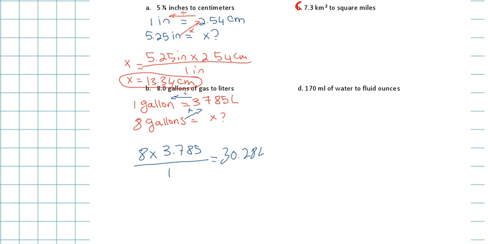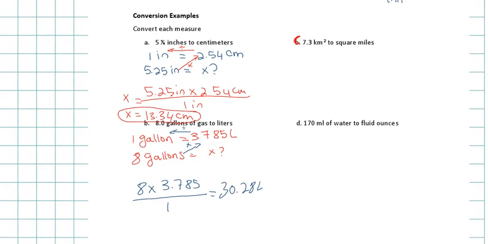Okay. Now, 7.3 kilometers squared to square miles. Do I have any formula in my booklet that goes from kilometers squared to square miles? No. Okay. Do I have one that goes from kilometers to miles?